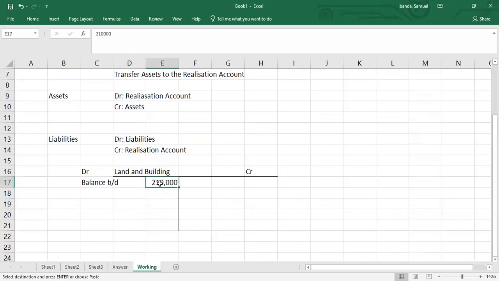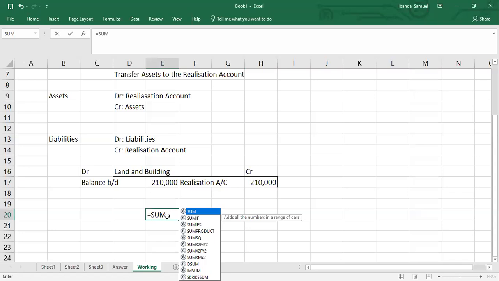That land and building. So exactly what we are doing here is writing this off to the realization account. So just come here and put realization account, just call it AC, and put the respective amount, which is still 210. So this account will no longer have a balance, because the balance on this side will be 210.